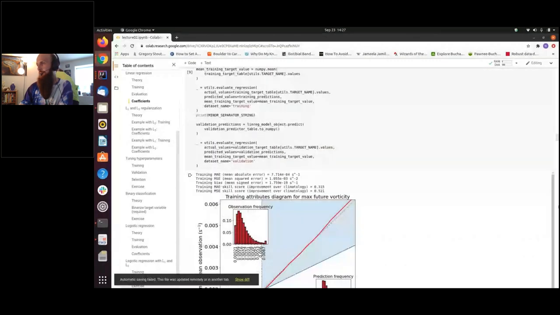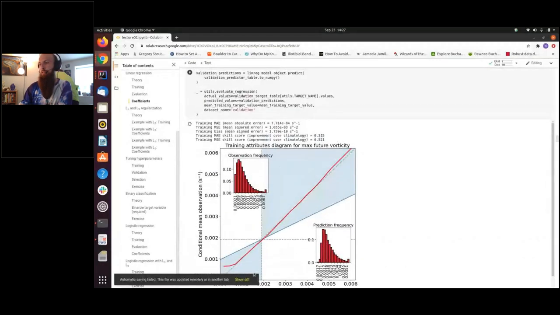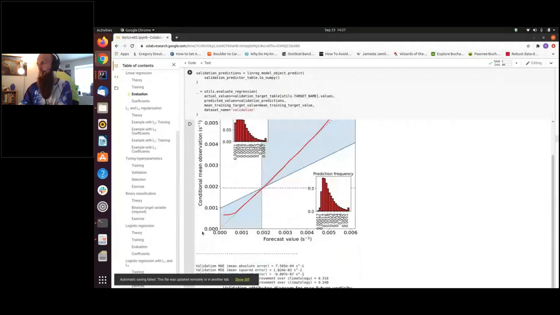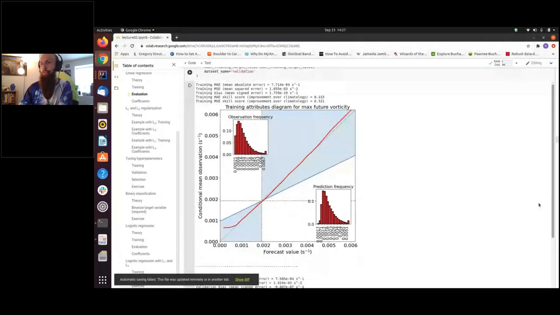Yes. So here we get an attributes diagram, which I was showing you at the end of the lecture notes. It's a reliability curve with some fancy reference lines in the background. Here you're seeing the attributes diagram on the training data, and it looks really, really good. You can ignore the reference lines in the background and just pretend this is a reliability curve. The reliability curve is really close to that one-to-one line, which means that the model is super reliable. When it forecasts 0.004 inverse seconds, the mean observation is 0.004 inverse seconds, et cetera.